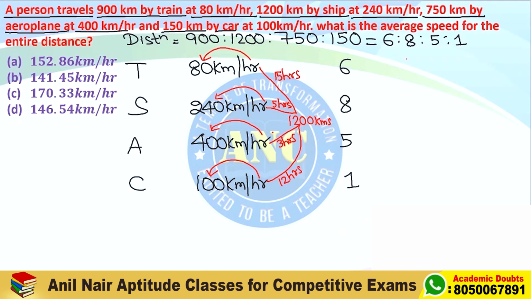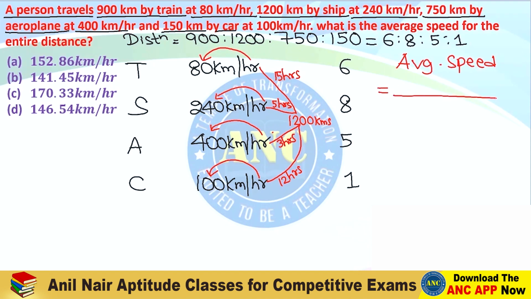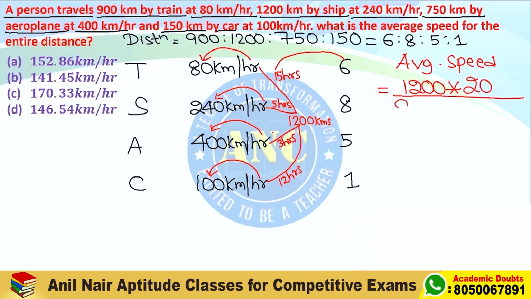Now, I want you people to directly write the average speed equation. Average speed is total distance divided by total time. First of all, the assumption of distance is 1200. Multiply this with the distance ratio sum. 8 plus 4, 6 is 14, 14 plus 6 is 20. So it is 1200 into 20, the total distance. Total time is 6 into 15, it is 90.